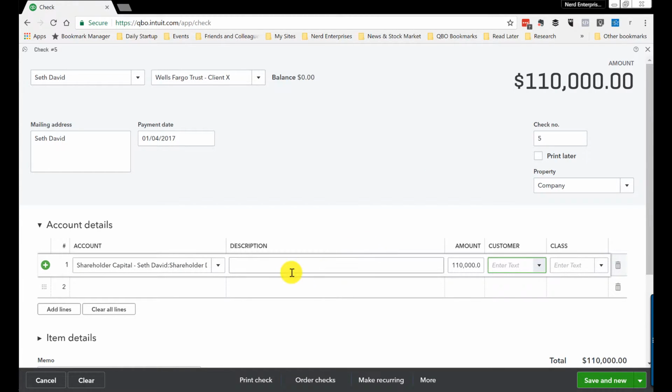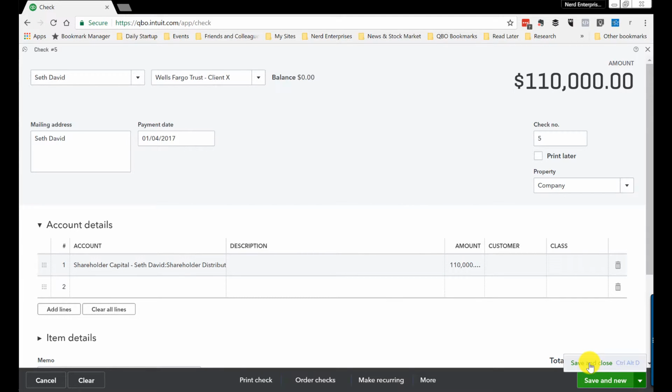Let's take out the whole 110,000. And what do you think this is going to do to the balance sheet? When I save and close and we go back to the balance sheet, what happens when I take out a distribution is I'm not getting the benefit of an expense, so I'm not getting a deduction which would lower my net income and therefore my tax liability for the year.